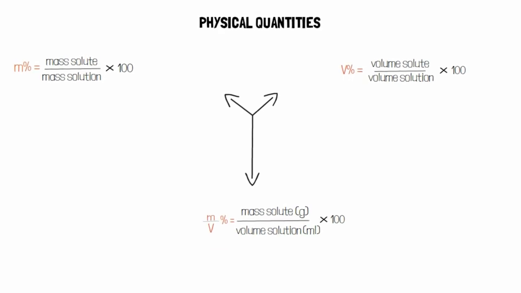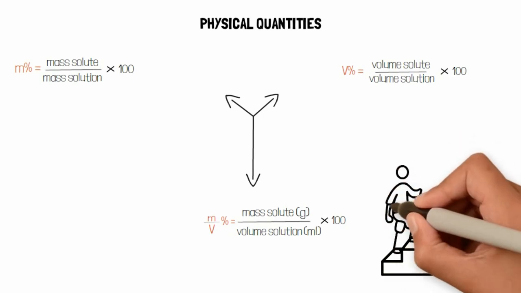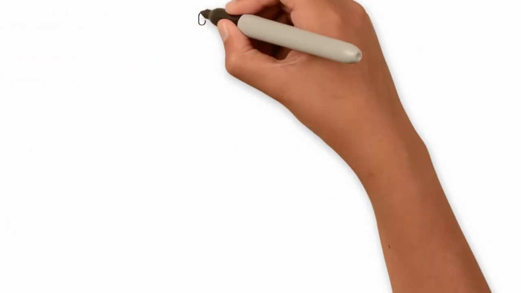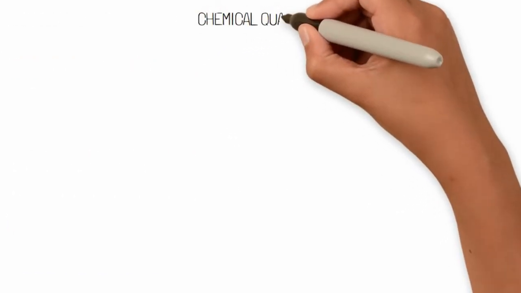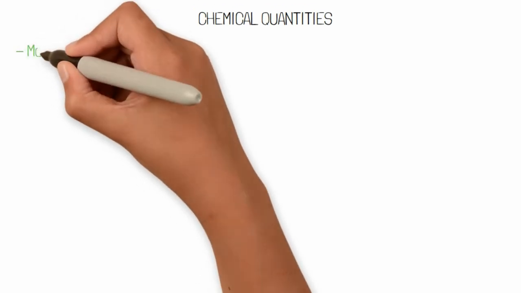So we have done the first step of concentration. We have covered the physical quantities. But now let's move on. Let's move to the chemical quantities. So, what are the concentrations which are expressed with chemical quantities? Well, we have four of them. Let's start with the first one, which is mole fractions.